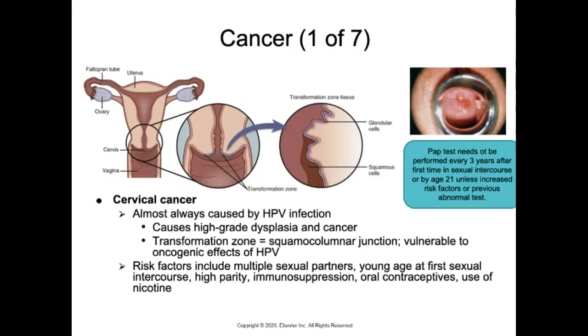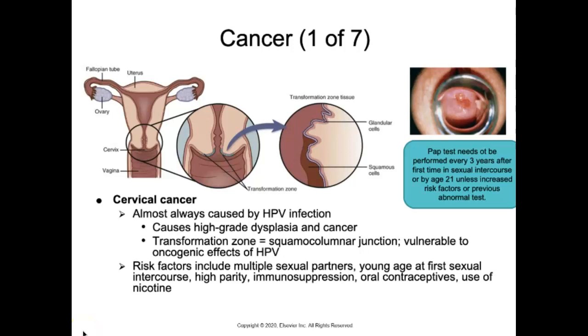Now, when we look at the cervical tissue, we have an area called the transformation zone, also known as the squamocolumnar junction, because we switch from squamous cells over to glandular cells, which are more columnar in shape. This area is vulnerable to the oncogenic effects of HPV and is a more common site for CIS to develop. We're going to talk about this and the pathophysiology more on the next slide.